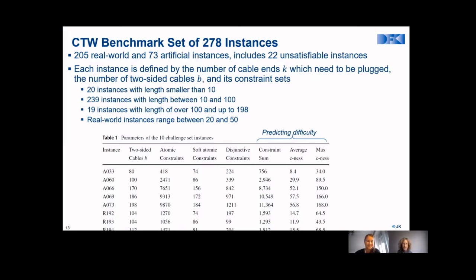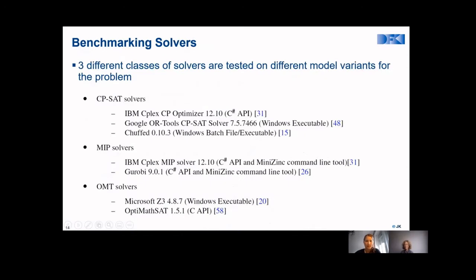You see here a snapshot of the table that we put in the paper to describe parameters of some of these instances. And you see also here the number of soft atomic constraints and disjunctive constraints. And furthermore, we also studied different parameters that were actually quite helpful to predict the difficulty of an instance. We benchmarked the following solvers on this benchmark set: several CP-SAT solvers, MIP solvers, and OMT solvers.